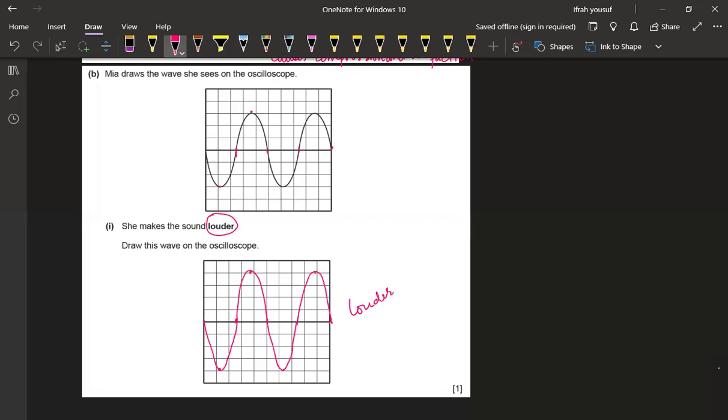लाउडर, ओके? अच्छा, यहाँ पे क्या मैंने फ्रीक्वेंसी चेंज की है? No. So keeping frequency same, ठीक है, फ्रीक्वेंसी या पिच सेम, got it?